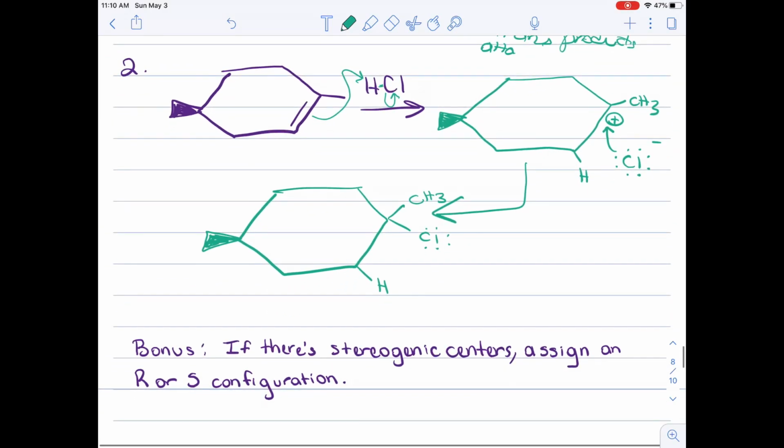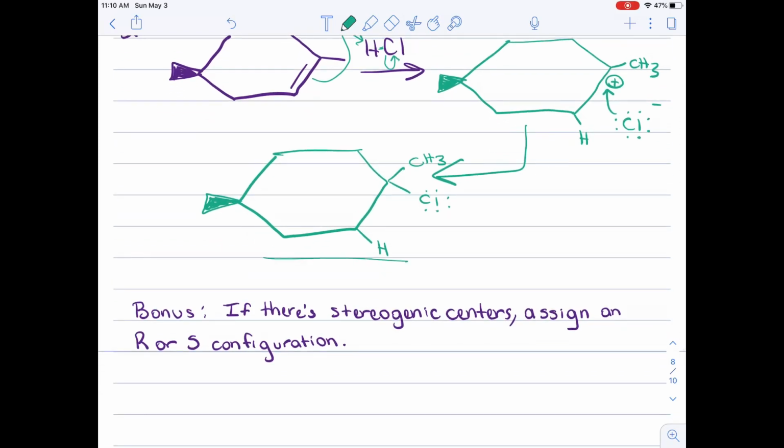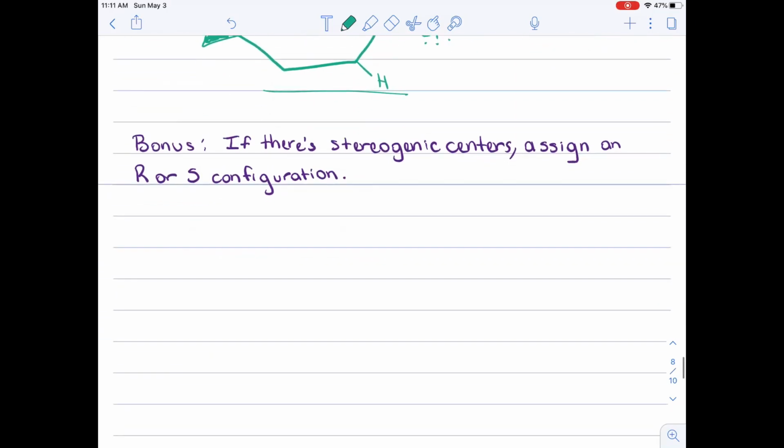Let's look at the second one. So the double bond attacks the hydrogen, and the electrons expel onto the chlorine, and you have a tertiary carbocation. Chlorine goes in and forms a bond with carbon, and you come out with this product. Why didn't I put in stereochemistry here? Well, this product is symmetrical, and therefore that's why it doesn't have stereochemistry in it.